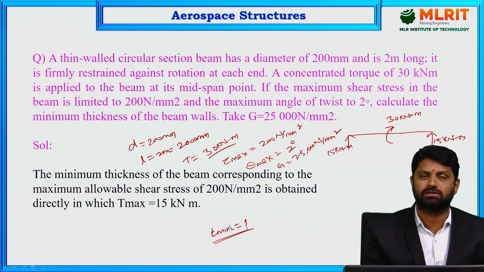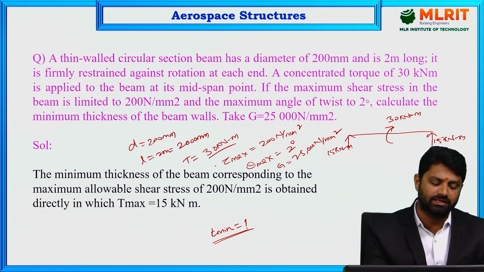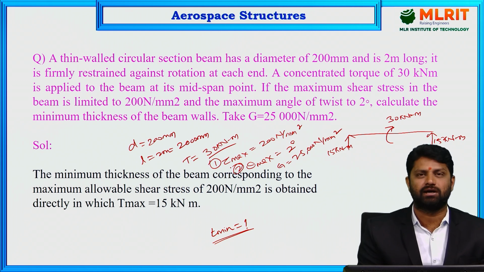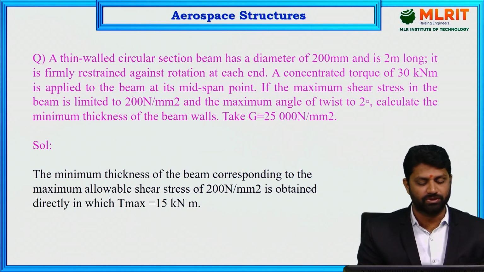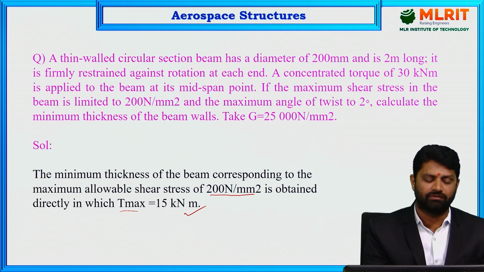So for this calculation of the minimum thickness, he has given two conditions for us. One condition is the maximum shear stress condition, and the second condition is the maximum angle of twist condition. So we'll have to look into these two to find the minimum thickness of the beam wall. The minimum thickness of the beam wall corresponding to the maximum allowable shear stress of 200 Newton per mm square is obtained directly. Just now we have seen that 30 kilonewton meter is applied at the center, so the maximum torque that can be applied is nothing but 15 kilonewton meter.